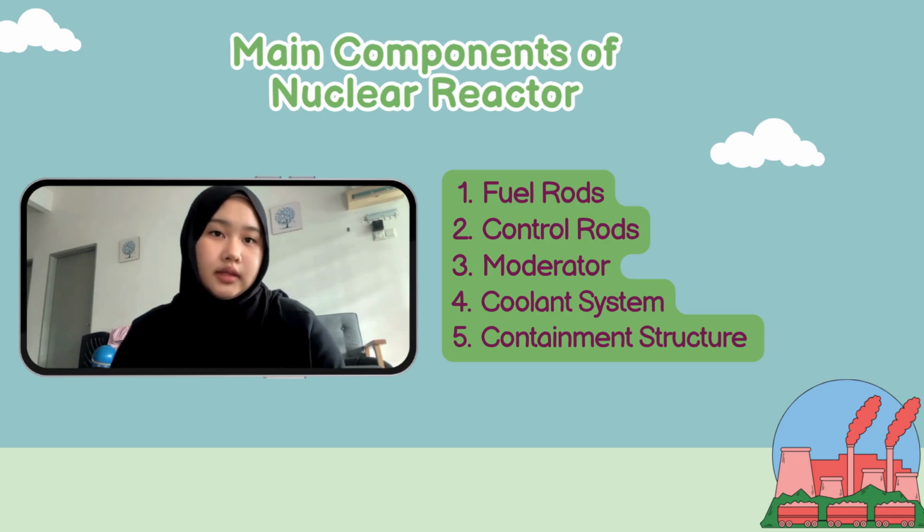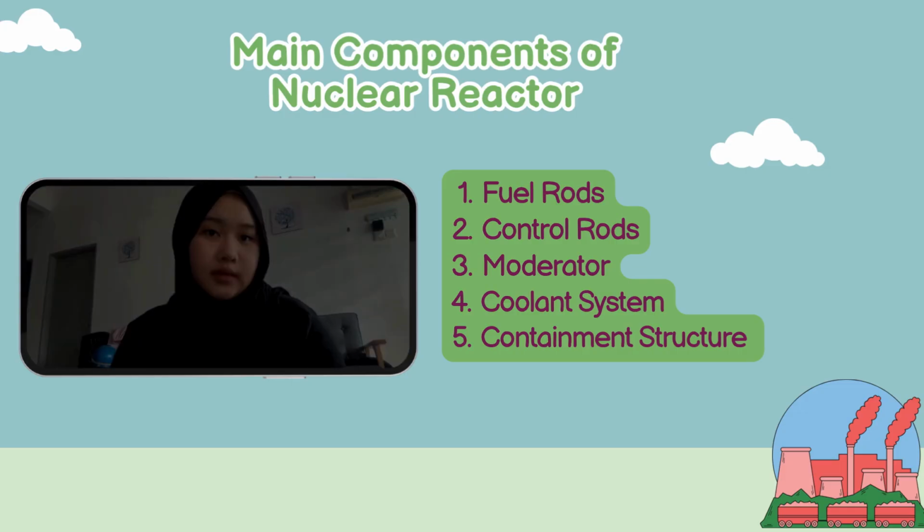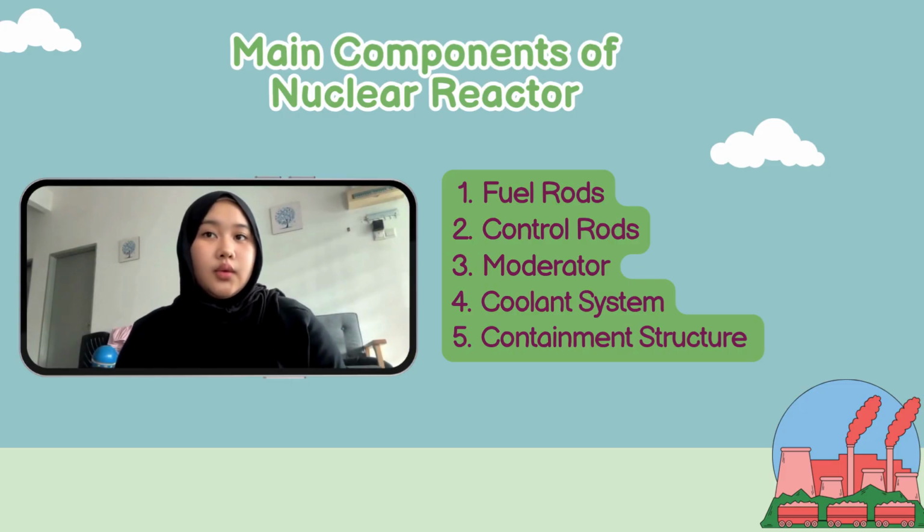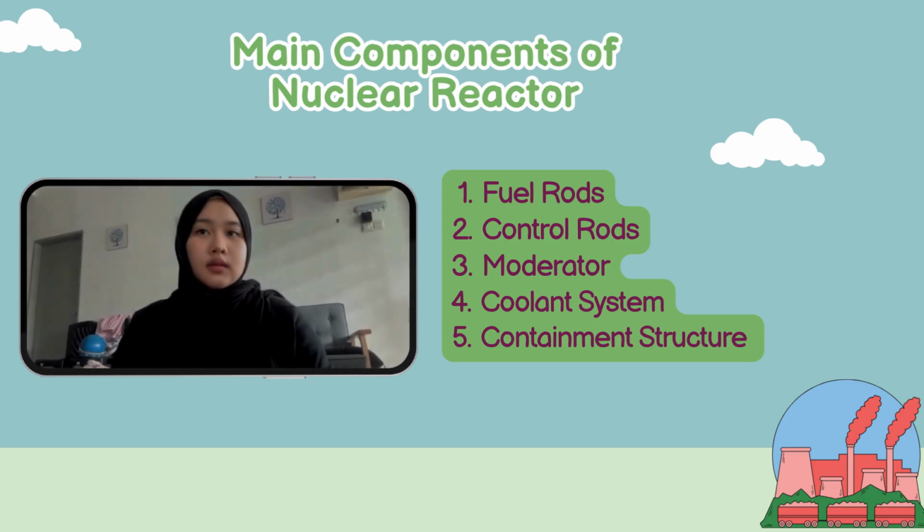The next component is the moderator. The moderator slows down fast neutrons so that the chain reaction can continue efficiently. Common moderators include water and graphite. Without a moderator, the nuclear reaction would not work properly. Then, we have the coolant system. The coolant removes heat from the reactor core and transfers it to the turbine system. This prevents overheating and ensures safe operation of the reactor.